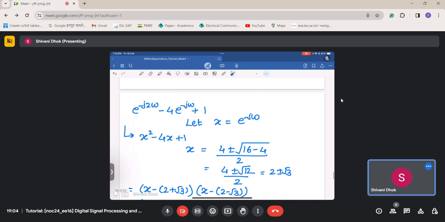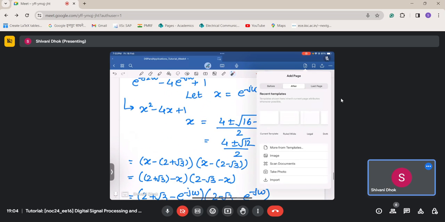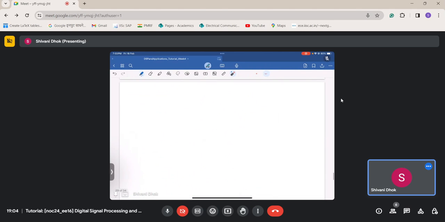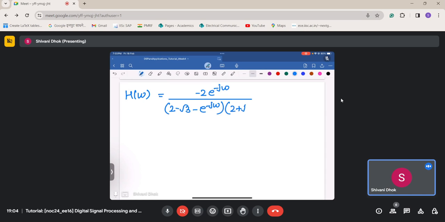Okay. So what do we have? We have H of omega is equal to minus 2 into e power minus j omega divided by (2 minus root 3 minus e power minus j omega) into (2 plus root 3 minus e power minus j omega). Okay. So we are having this quantity here.